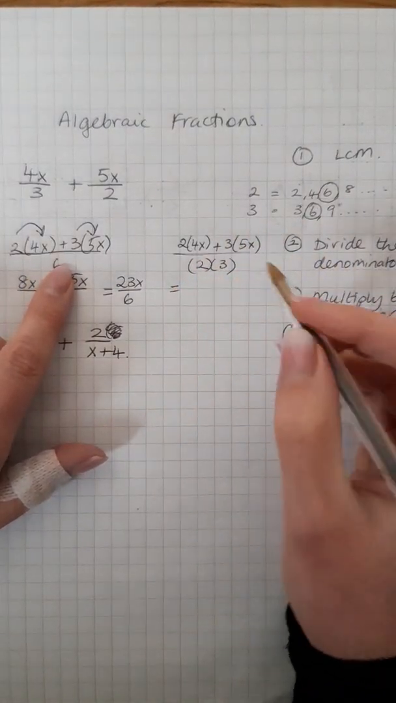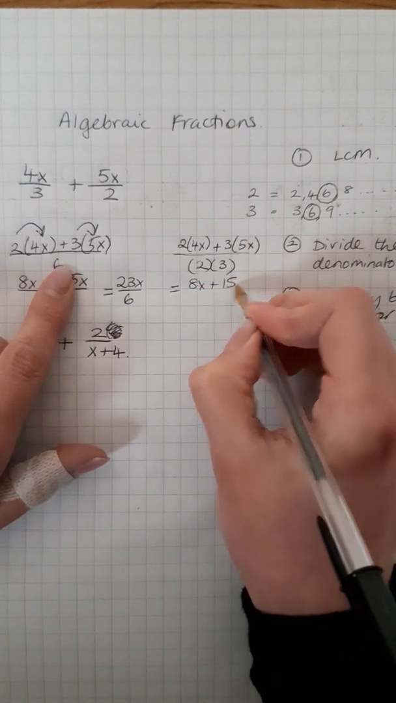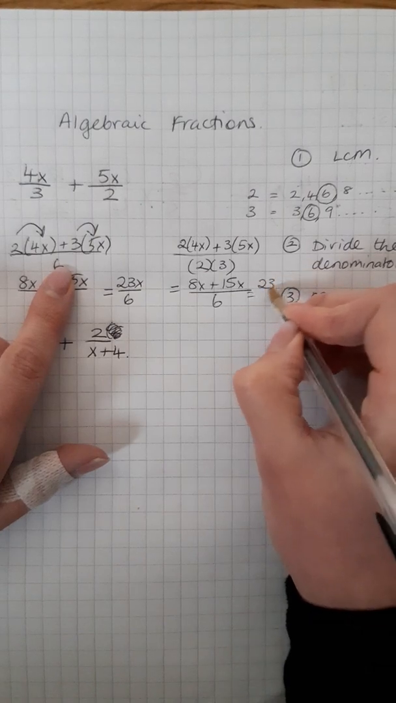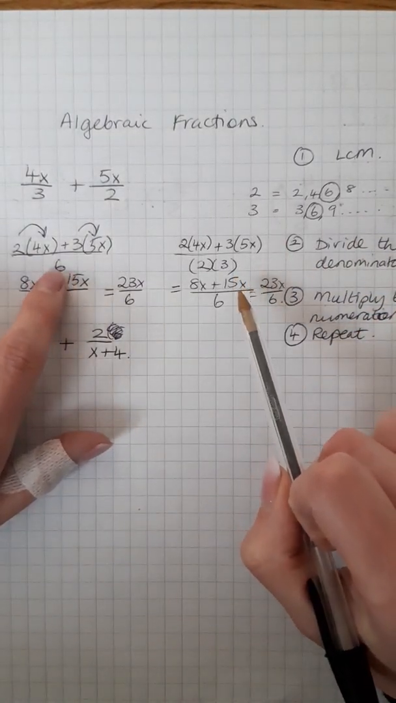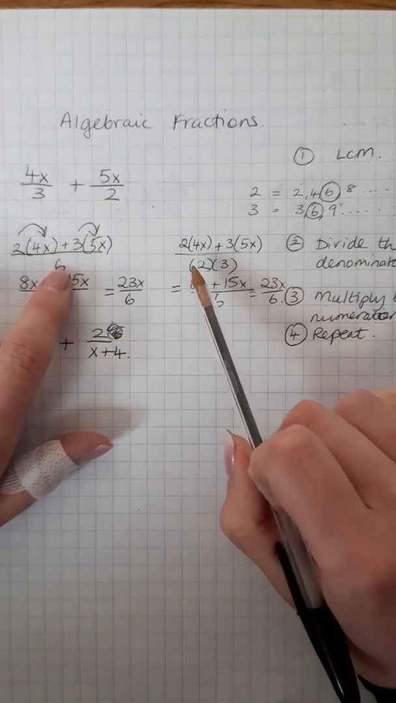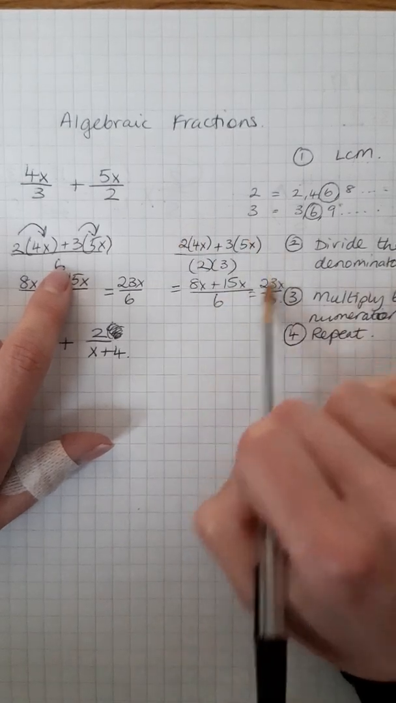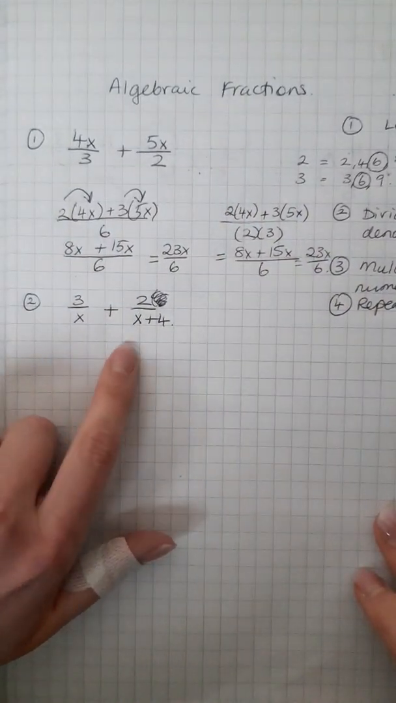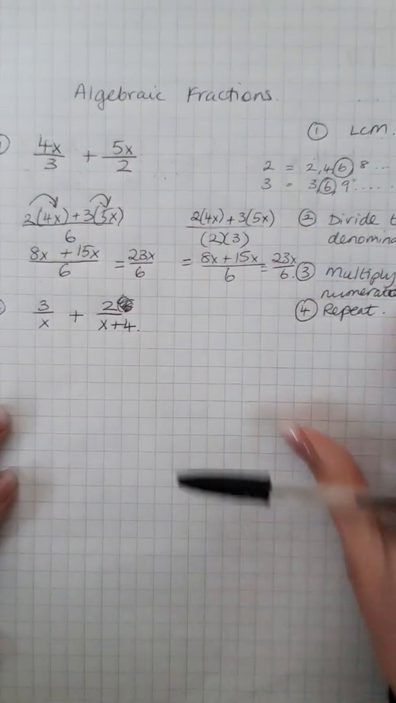You can do all your multiplication at the same time. 2 by 4 is 8x plus 15x. All over 2 by 3 is 6. That's the same thing as 23x over 6. So sometimes it is best to get the LCM, but to show that it works by just multiplying the two numbers, I've also shown it. The reason I've done it this way is that when it comes down to the x's, you're going to do the same 4 steps, and I just want to make sure you can see that.